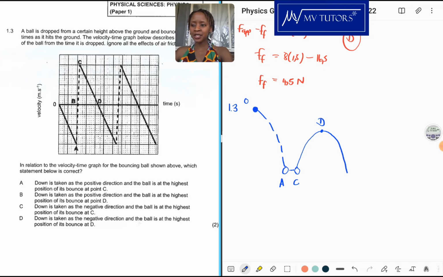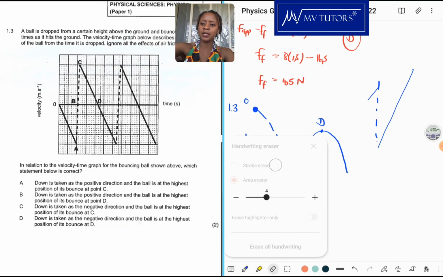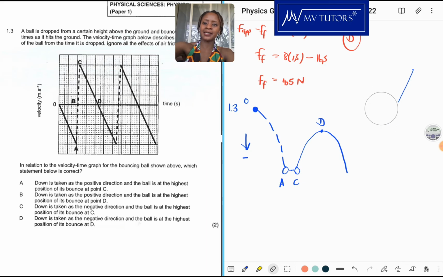Now it says, in relation to the velocity-time graph for the bouncing ball shown above, which statement below is correct? Another thing: you can see here, down is actually negative. If down was taken as positive, your graph would have been like this. Your velocity would have been positive. So the fact that your velocity is negative shows that down is taken as negative. Upward was positive in this case.